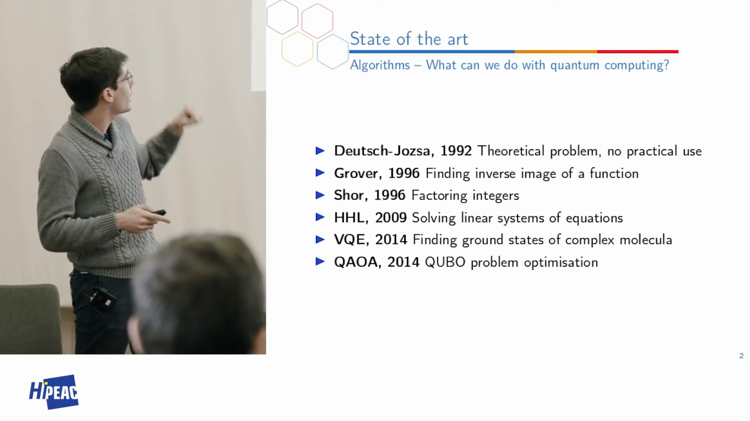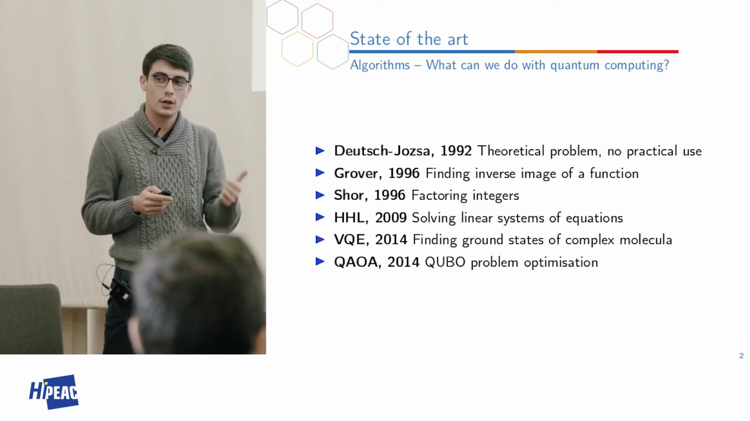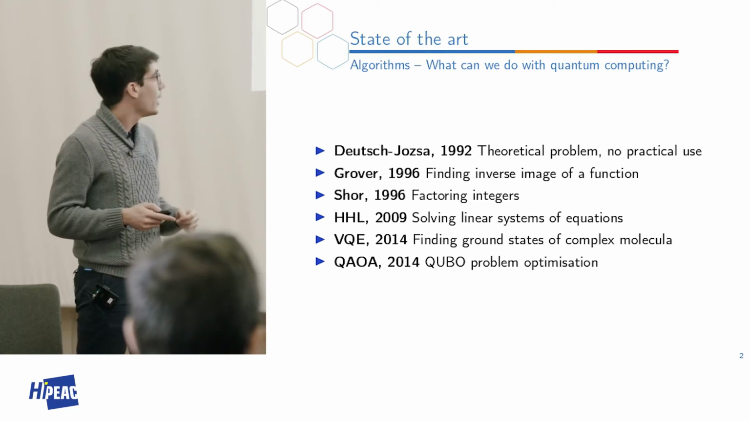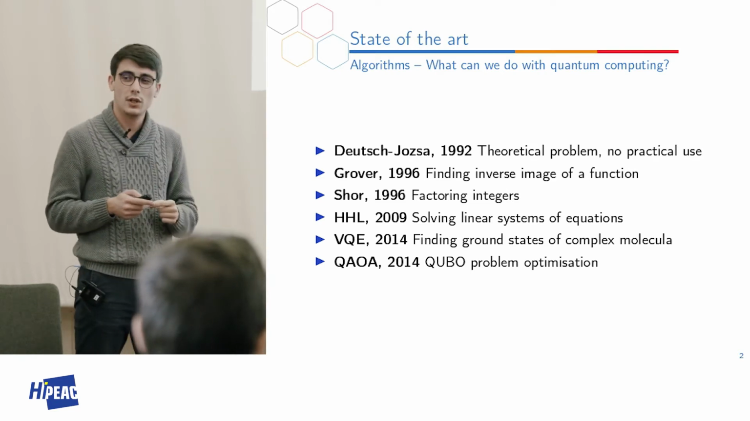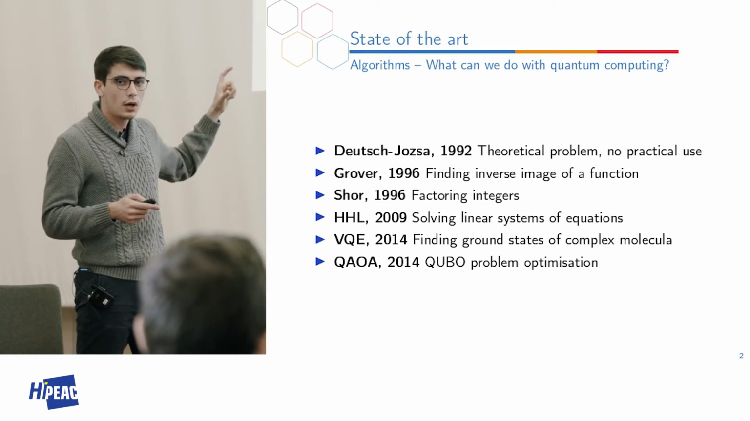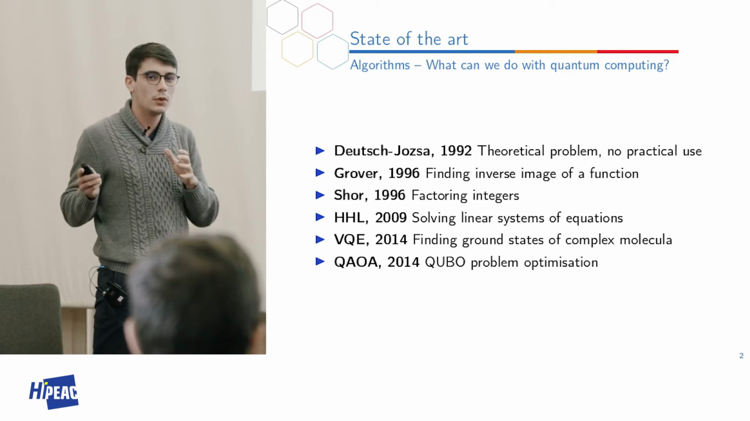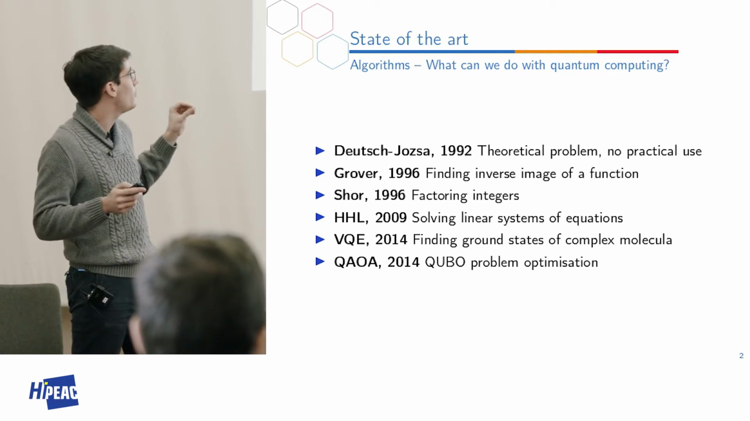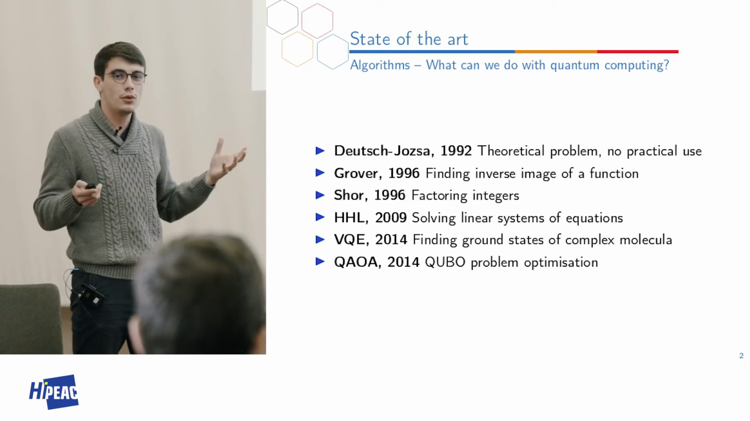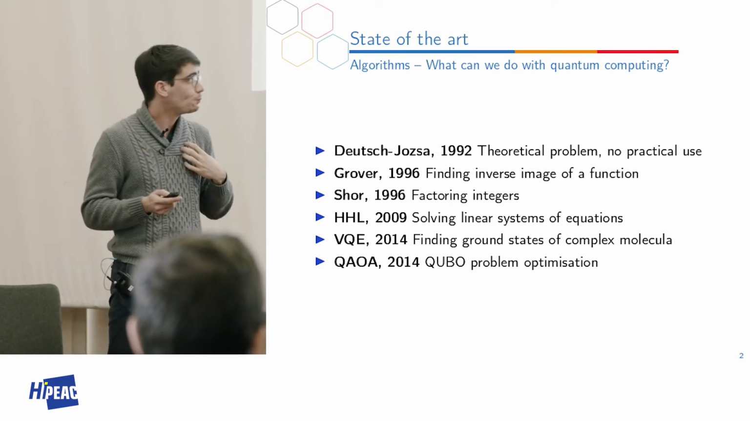And then the two last ones are VQE, for Variational Quantum Eigensolver, and QAOA, for Quantum Approximate Optimization Algorithm. These two are a kind of new paradigm of quantum algorithms that I will explain later, but basically they are more suited to the hardware we have right now.